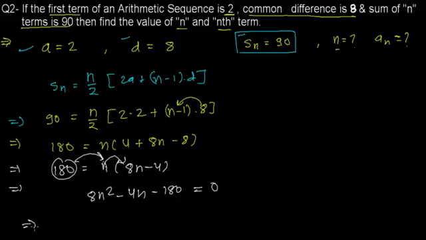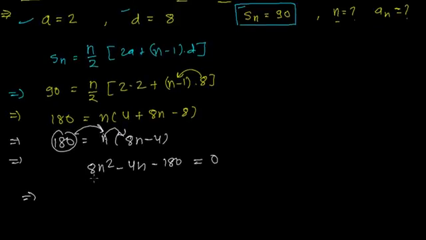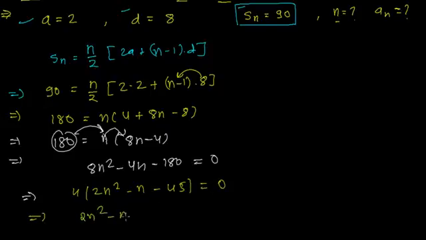Now let's solve it. Further I'm bringing it a little down, so let me take the common factor 4. If I take 4 common, I'll get 2n square, and here I'll be left with simply n, and when 4 is taken common from 180, you'll get 45, equals 0. So now it's simply 2n square minus n minus 45 equals 0.